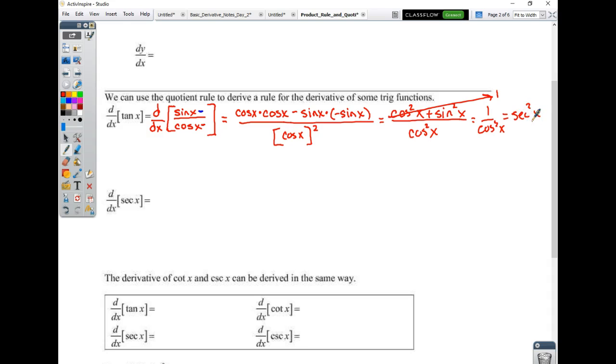secant squared. Snap. This is why I said sine and cosine are really important to know, because you can do things like that. Yay, sine and cosine. We can also do this with the secant of x. What is another way to write the secant of x?